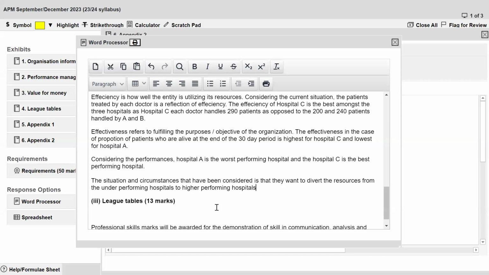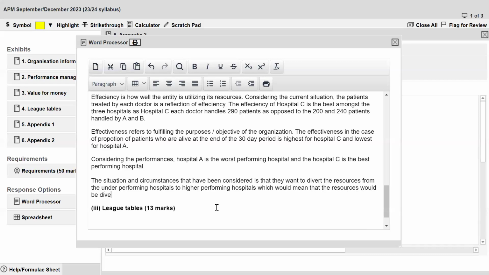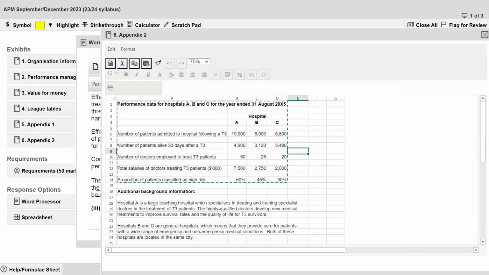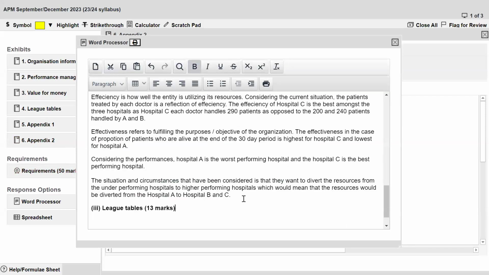They want to divert the resources from the underperforming hospitals to higher performing hospitals, which would mean that the resources would be diverted from hospital A to hospital B and C. This may not be the appropriate decision.